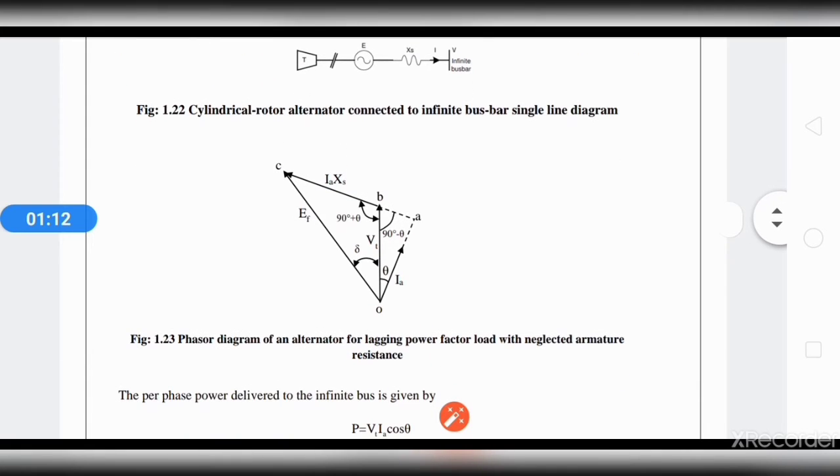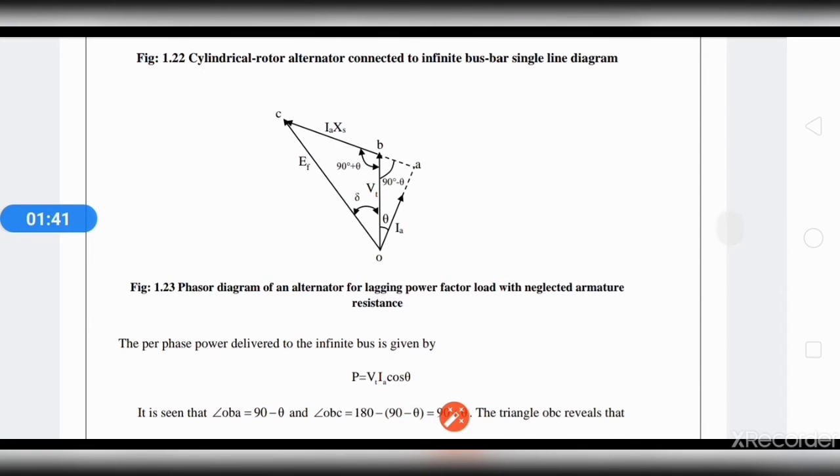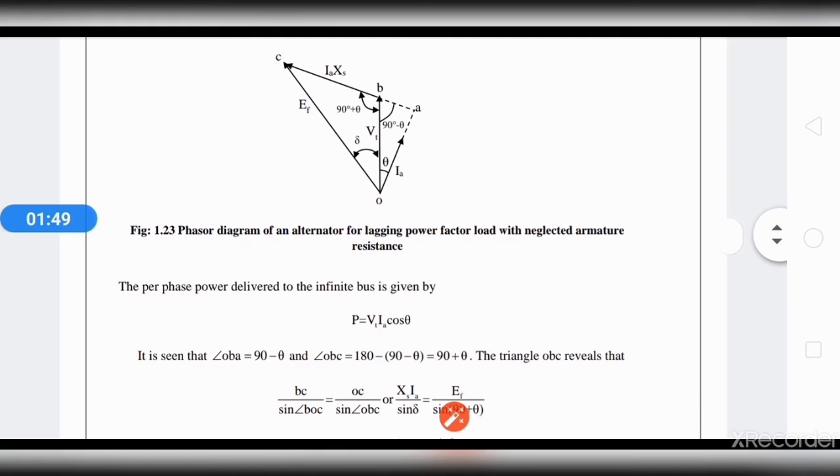If we see the phasor diagram of this alternator for a lagging power factor load, we can see that Ia is lagging Vt by angle theta, and Vt is extended with the Ia axis, which gives the resultant voltage EMF at the generator or alternator, shown by EF. The power delivered to the infinite bus bar is given by terminal voltage multiplied by the armature current multiplied by cos theta. So it is Vt Ia cos theta.